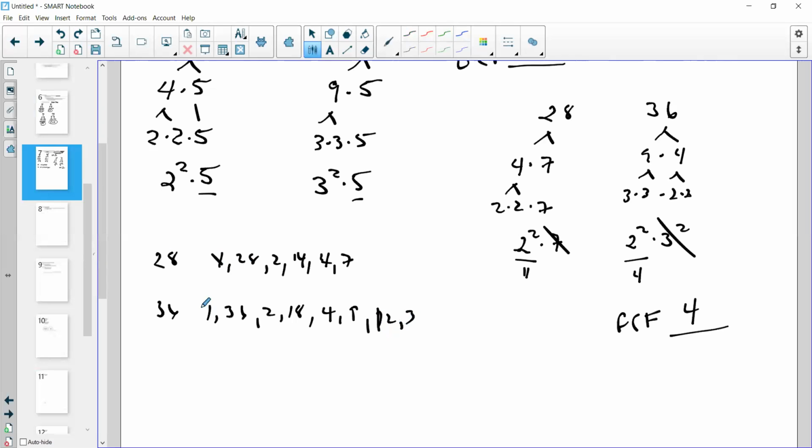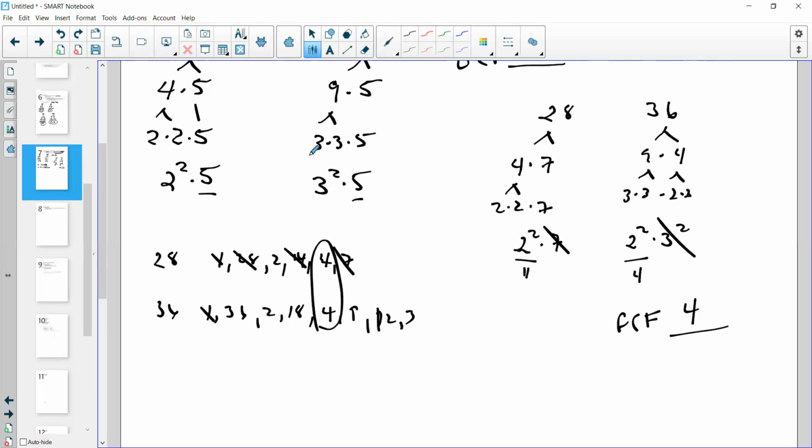So 1 doesn't count because they all have 1 in common. I don't see 28 in common. I do see 2. They do have a 2 in common. I don't see 14. I do see a 4 in common. I don't see a 7. So 4 is actually the greatest that they would have. So listing them is one method.